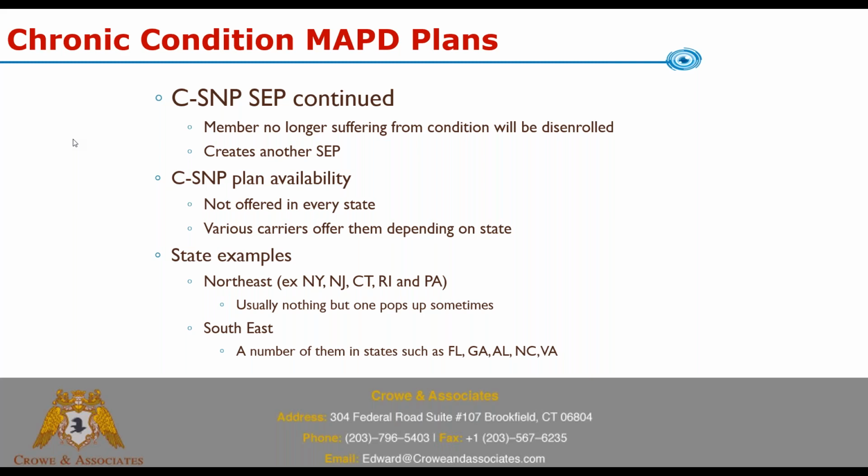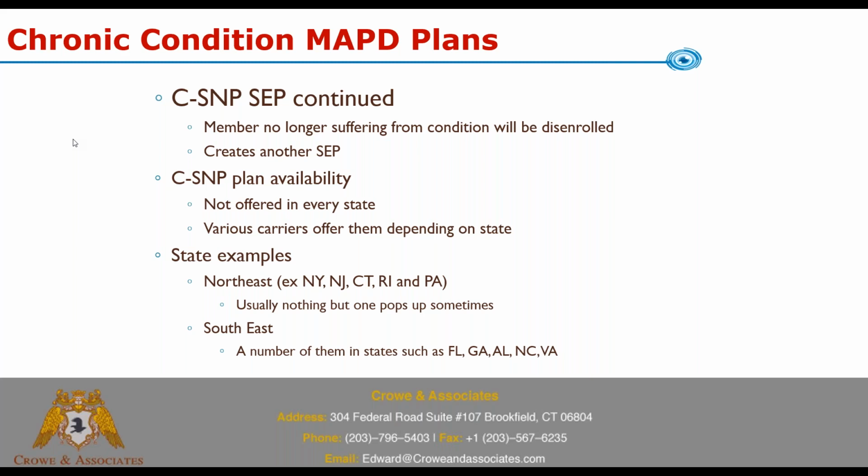So for CSNP, we'll talk about plan availability. Like I said, when I first got in the business, a long time ago, I'm kind of dating myself, there were CSNP plans in just about every state. That's no longer the case. Some states don't have any. Some states have 3 or 4 companies offering them. So it depends on the state, and there will be various carriers in a given state offering them, and in some states not at all. I'll give you some examples. The Northeast does not have many of them.